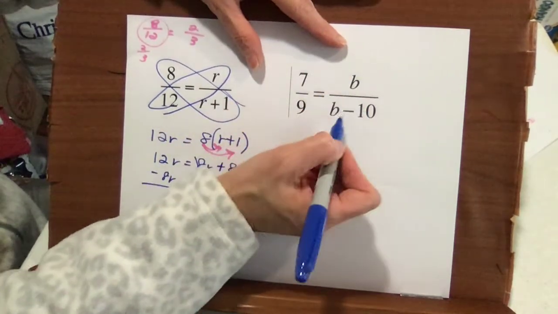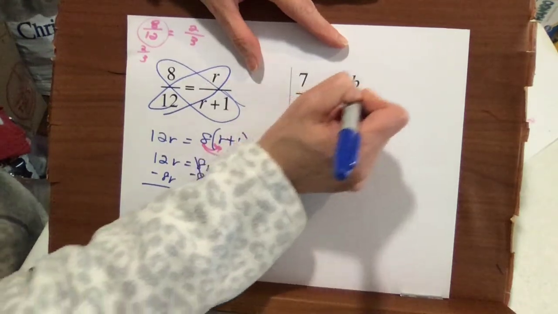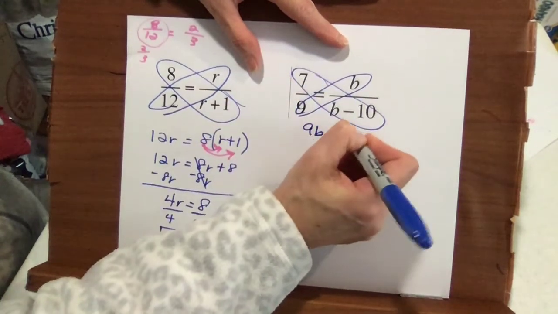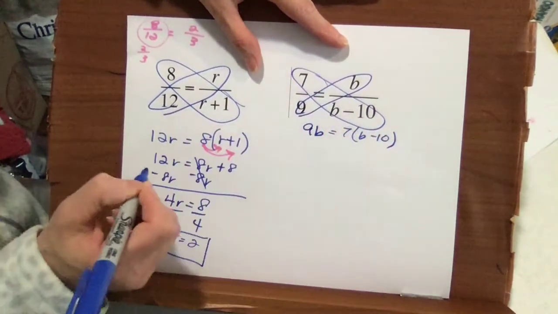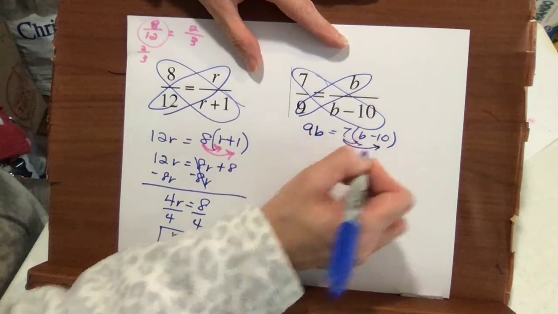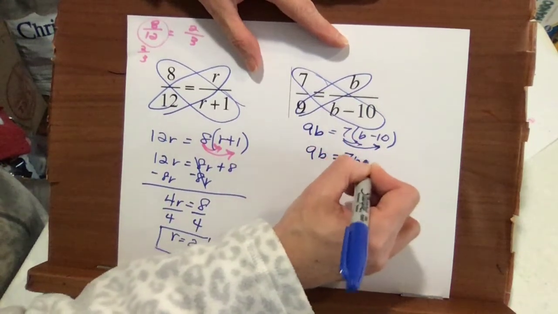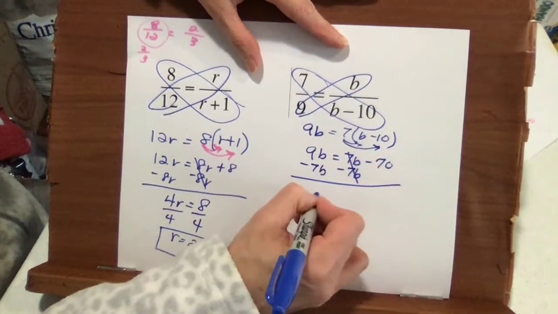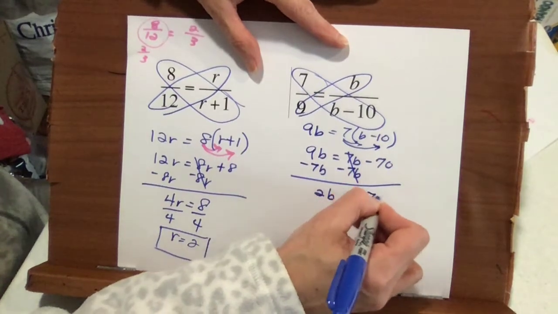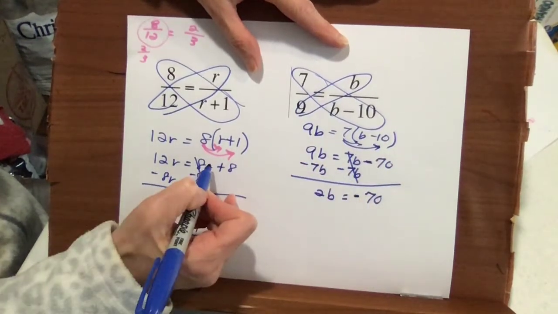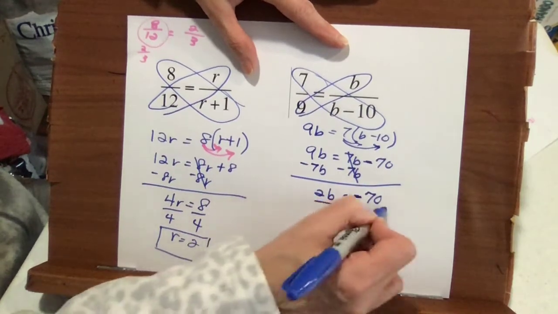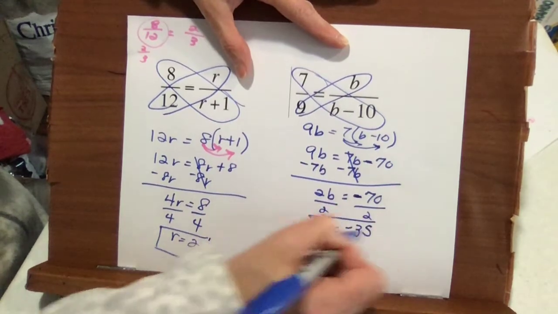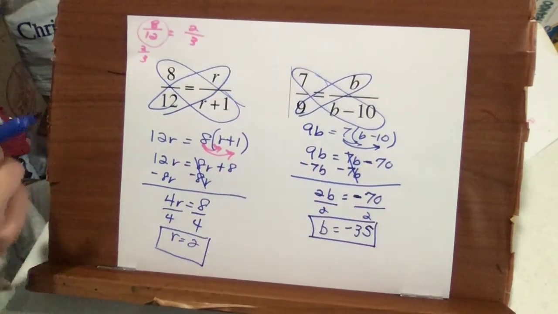Next one, 7/9 equals b over b minus 10. Cross multiply: 9b. Cross multiply: 7 times a quantity. All right. Distribute. So 9b equals 7b minus 70. Subtract 7b. 2b equals negative 70. Don't forget the sign in front belongs to the number or the term. Divide by 2, and b equals negative 35. And that's our answer.